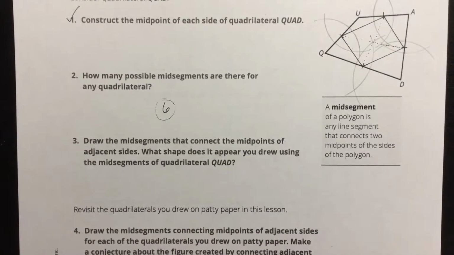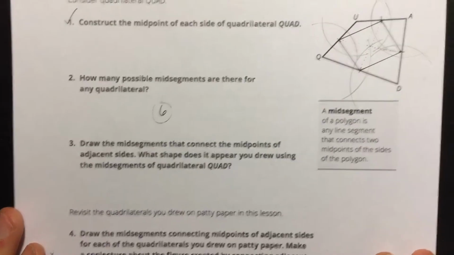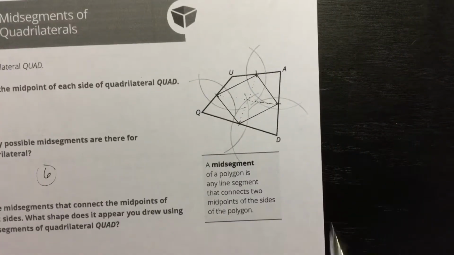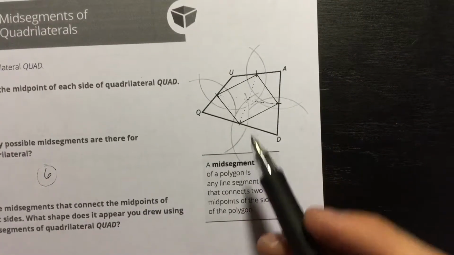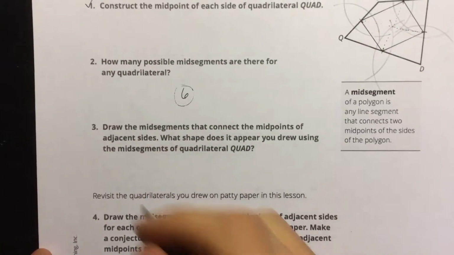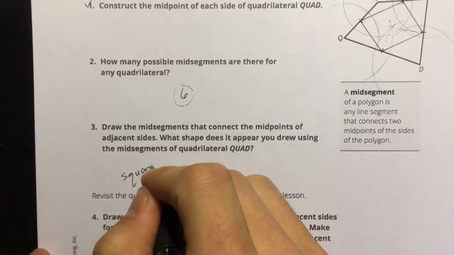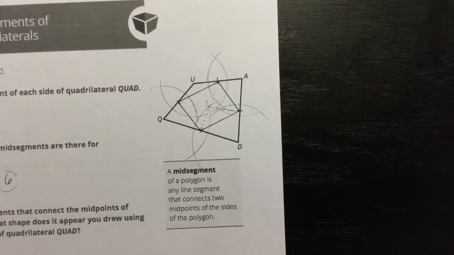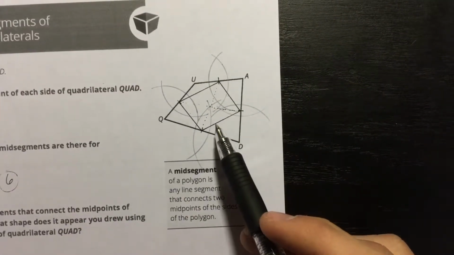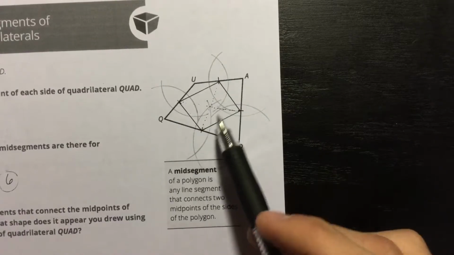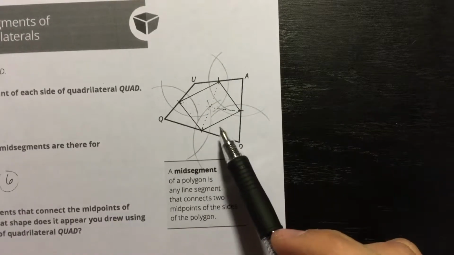Number 3 says, draw the mid-segments that connect the midpoints of adjacent sides. What shape does it appear you drew using the mid-segments of quadrilateral quad? I've already drawn those. These are the solid lines that we're looking at now. What shape does it appear that we have drawn? Some of you in class said square. I can see why on this example you would think maybe it does look like a square. I think that they chose a poor example for this one because it does kind of look like a square.